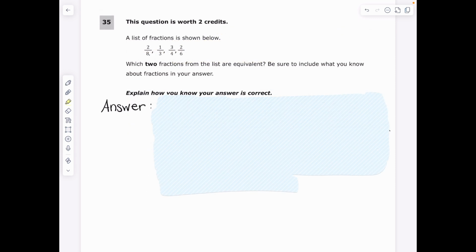Here's another 2-point question. A list of fractions is shown below: 2/8, 1/3, 3/4, 2/6. Which 2 fractions in the list are equivalent? Be sure to include what you know about fractions in your answer. So again, I get 1 point for finding which 2 are equivalent, and I get another point for being able to say how I know. All right, so here's the answer I have.